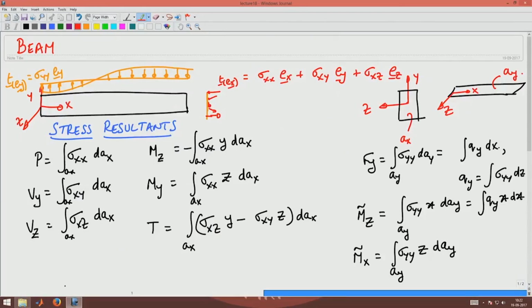Welcome to the 18th lecture in mechanics of materials. In the last lecture we started looking at how a beam will deform and what stresses a beam develops. In particular, we introduced a cut surface in the beam, and we exposed the traction vector that is acting on that beam.